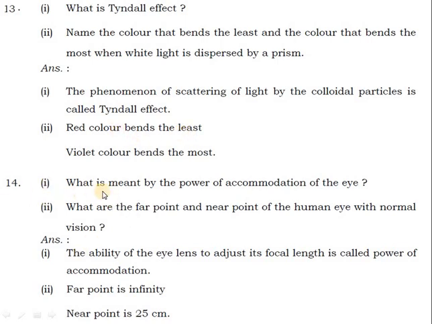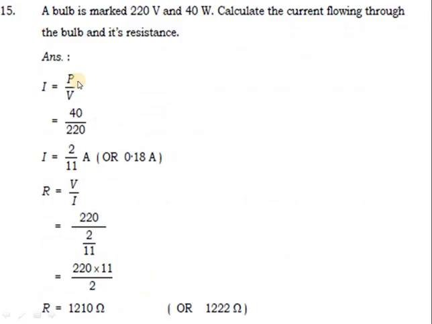Next question 14. What is meant by power of accommodation of the eye? It is nothing but the ability of the eye lens to adjust its focal length is called power of accommodation. And what are the far point and near point of a human eye? The near point is 25 centimeter and far point is infinity for a normal eye.